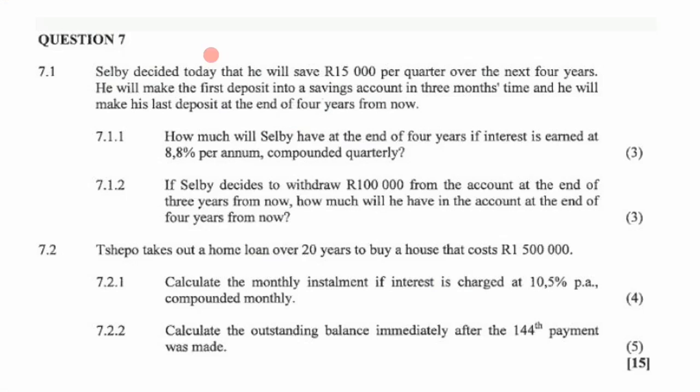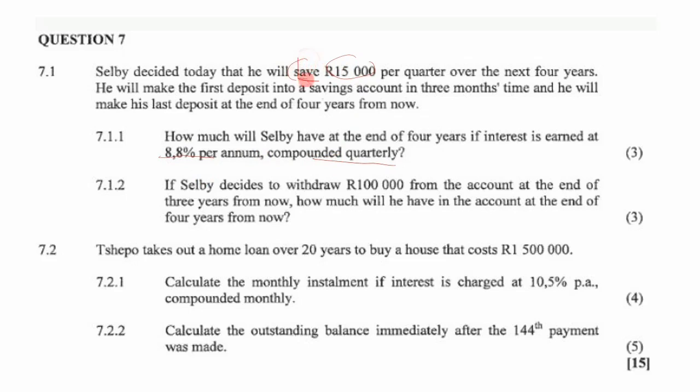Okay, so we have question 7. It says Selby decided today that he will save 15,000 per quarter over the next 4 years. He will make the first deposit into a savings account in 3 months' time, and he will make his last deposit at the end of 4 years from now. 7.1.1 says how much will Selby have at the end of 4 years if interest is earned at 8.8% per annum compounded quarterly, right?